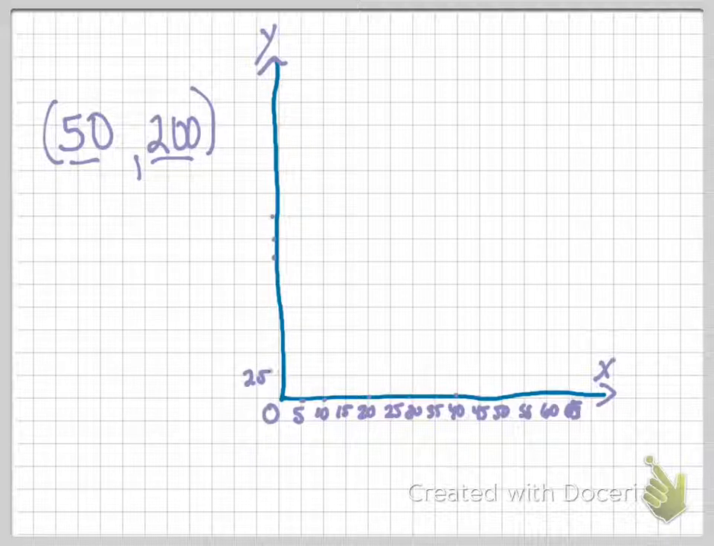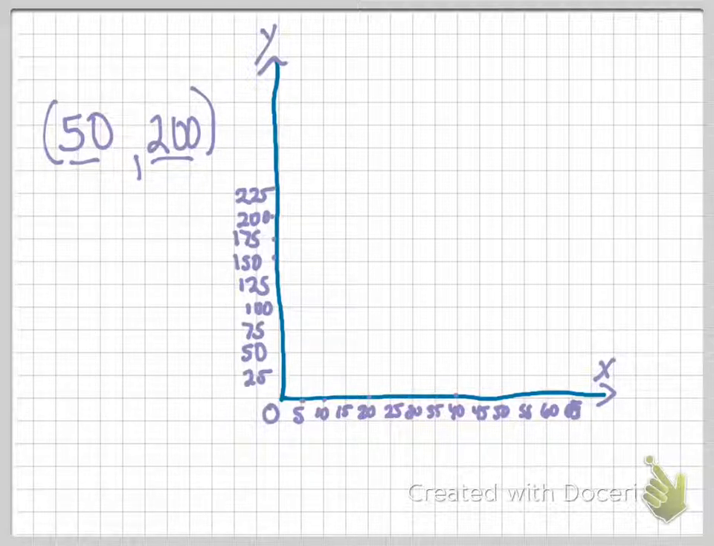So we'll go 25, 50, 75, 100, 125, 150, so it has to be consistent. And then we don't stop right at 200 because it would look weird if our graph just stopped there. So we would keep going until we got to the top. 225, 250, 275. We'll stop at 300. And now we can plot 50, 200. So we're going to go over 50 and up to 200 and plot our point.